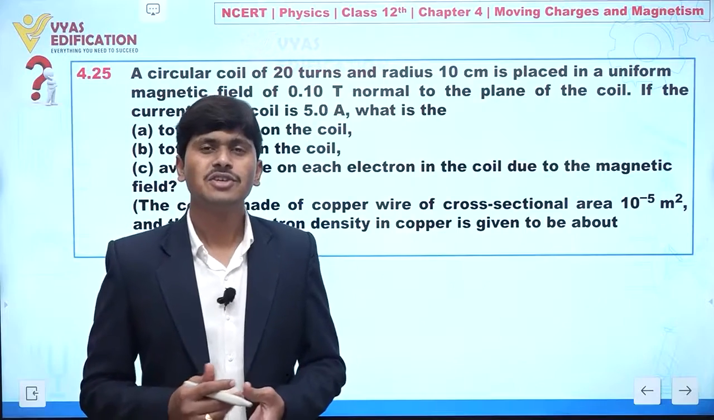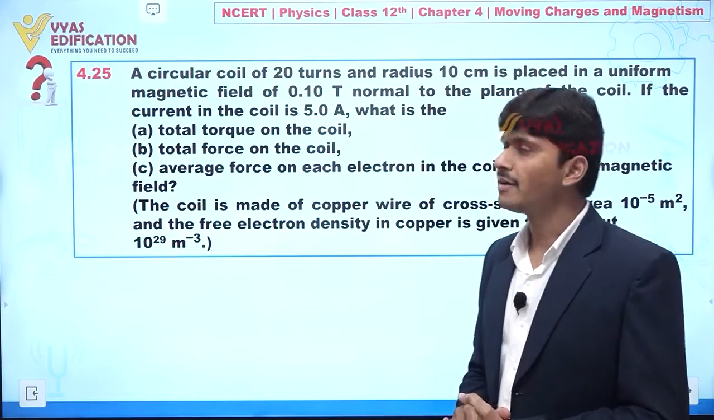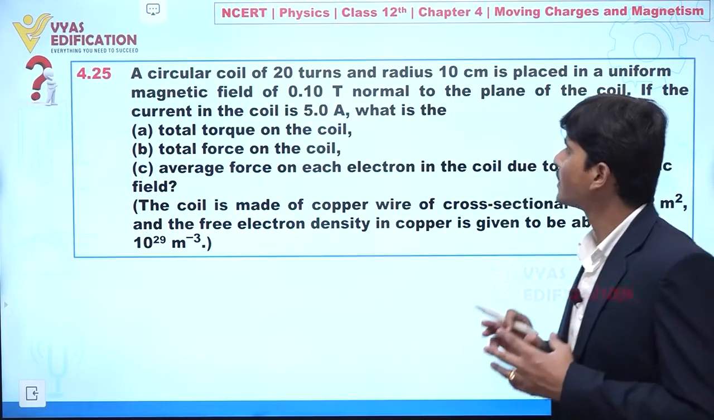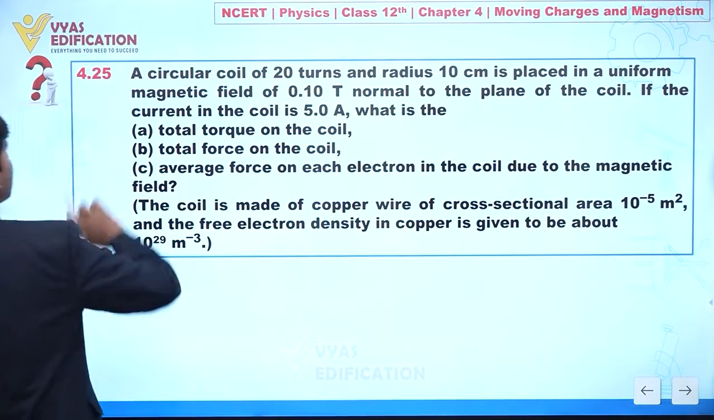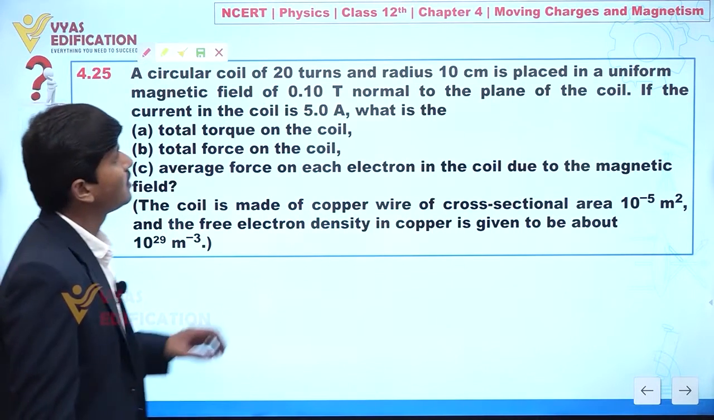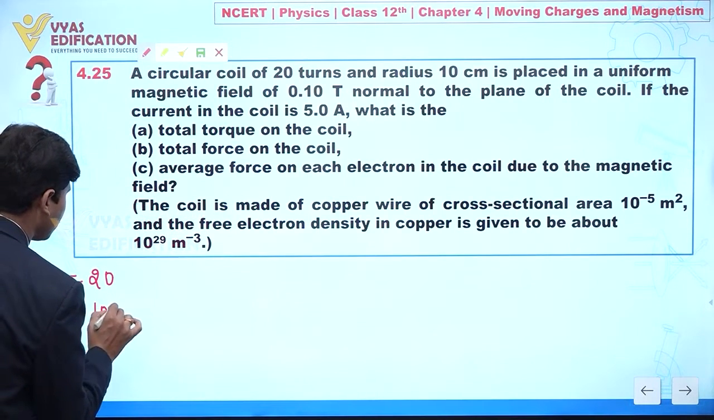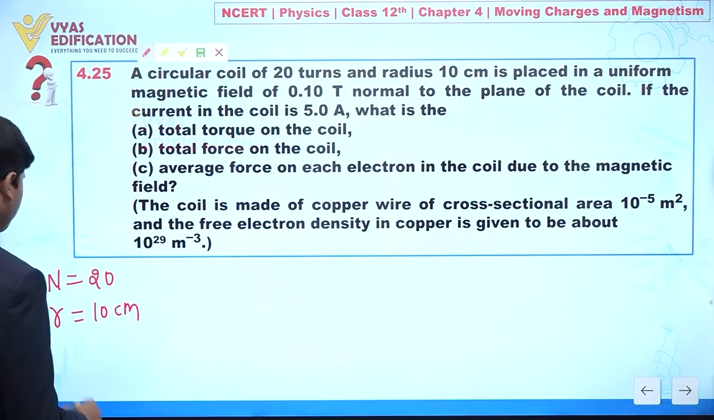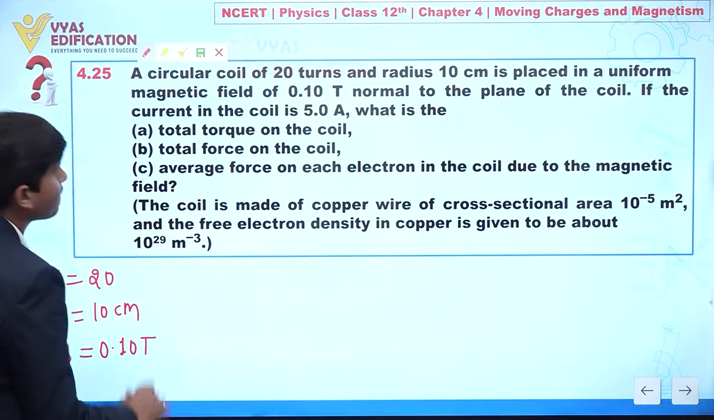Now students, we are going to solve question number 4.25, and in this question it is given to you a circular coil of 20 turns. So first of all I am writing here all the parameters. Number of turns, this is given to you, 20. And radius is given, R equal to 10 centimeter, is placed in a uniform magnetic field of B equal to 0.10 Tesla.